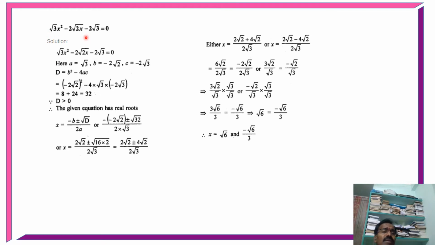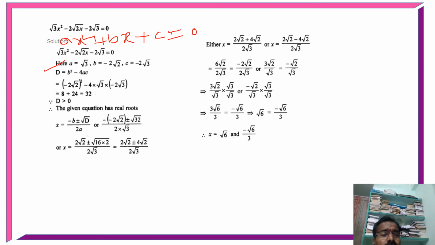Again, √3x² − 2√2x − 2√3 = 0. Compare this with the standard form of a quadratic equation, ax² + bx + c = 0. The a value is √3, the b value is −2√2, the c value is −2√3. Immediately find the discriminant, because if the discriminant is greater than or equal to 0, only then will we apply either splitting the middle term method or the quadratic formula. If not, simply write no real roots.